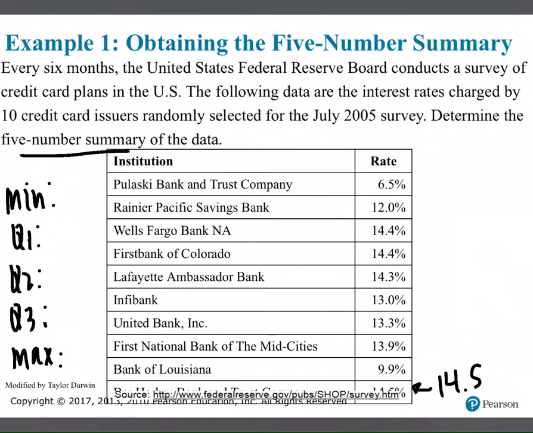I always do my min and max first because it's easy. My min is 6.5 and my max is 14.5, so that last one down there. My Q2, I had 10 users, so I had to average them together. I had to average 13.3 and 13.9 and divide by 2, and I got 13.6. Then my Q1 was 12. And my Q3 was 14.4. And that is my 5-number summary right there.